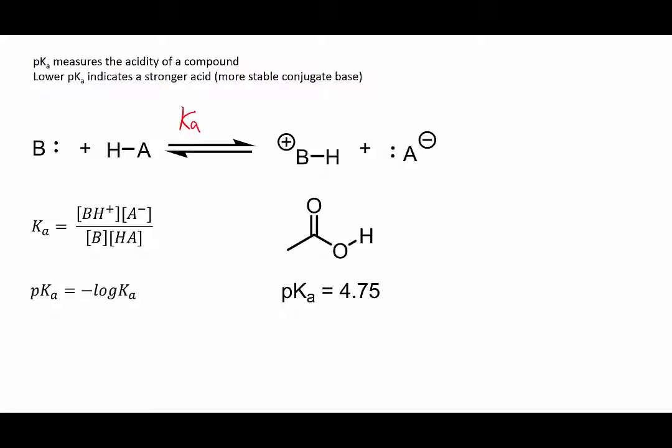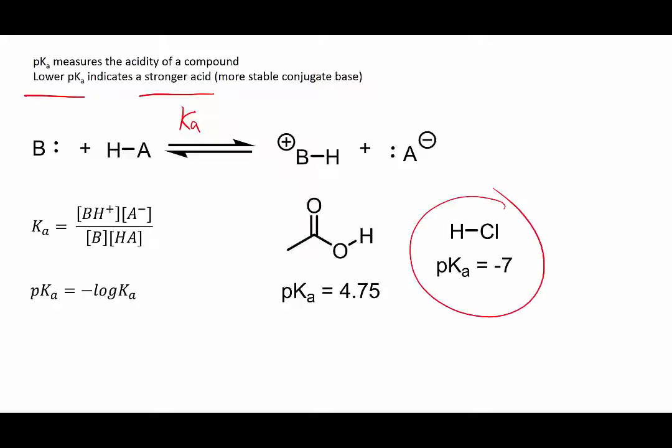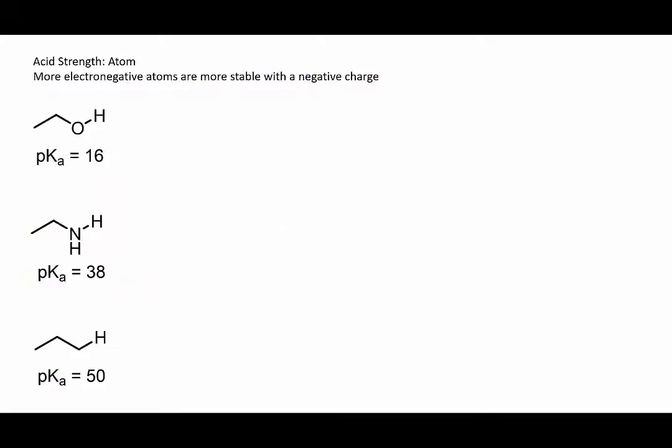Acetic acid, which is a relatively weak acid, has a pKa of 4.75. On the other hand, hydrochloric acid has a pKa of -7. Remember, a lower pKa means a stronger acid. So HCl is a much stronger acid than acetic acid. In organic chemistry, all of this math isn't really that important. I'm more focused on whether or not you understand why HCl would have a lower pKa. Why is HCl more acidic than acetic acid?